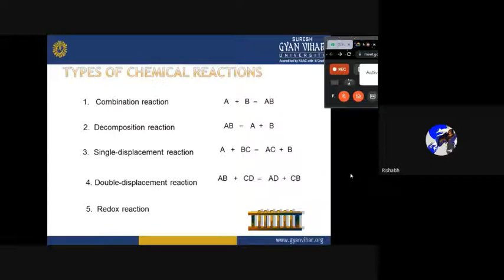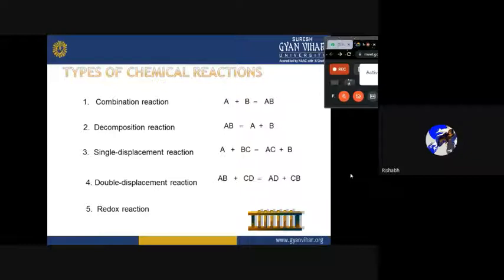Okay, so in this example, AB is the compound or a molecule, and it is being split into constituent A and B element. Then third type of chemical reaction is single displacement reaction. So here, as you can see from the example, A plus BC. So here A is replacing B or displacing B, and is producing a new product, that is AC, and B is being released from the compound or from the molecule. Okay, so this is an example of single displacement reaction.